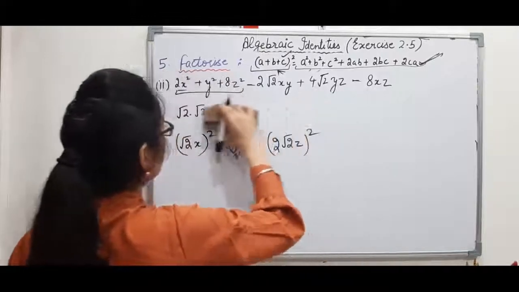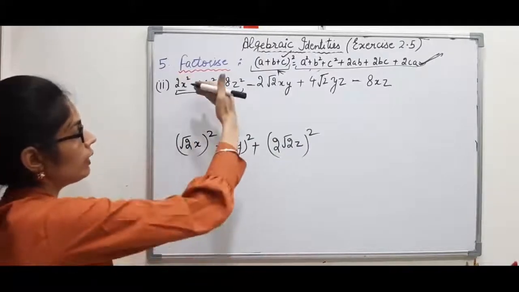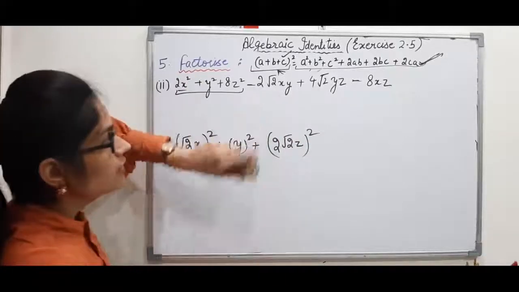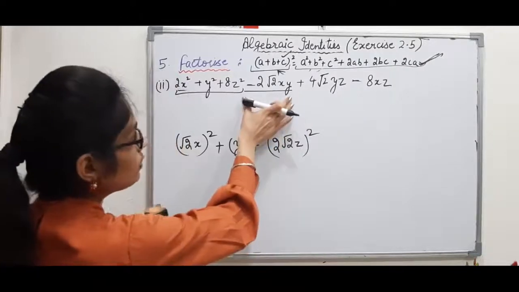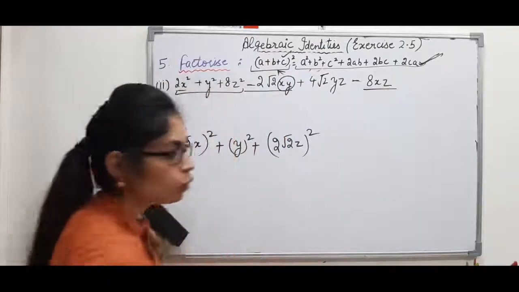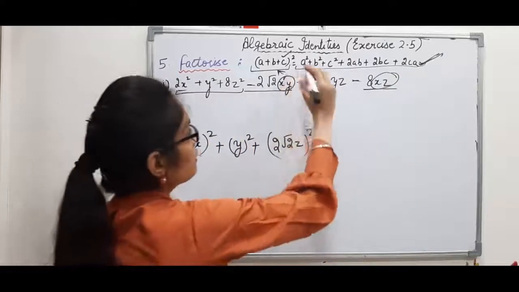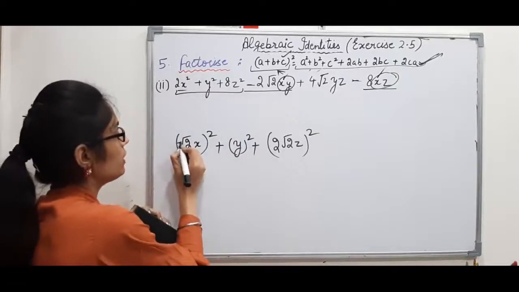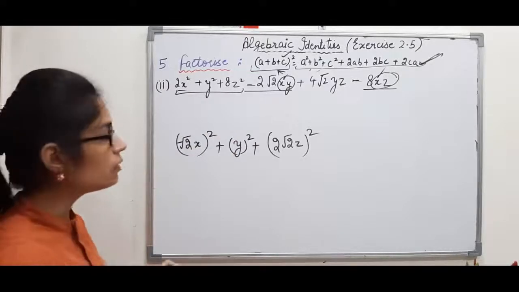If you want, you can skip this step, but for your understanding you can write it down also. Now just see with which two terms the minus sign is written. With this one the minus sign is written, variables are x and y, and with this one also the minus sign is written, variables are x and z. So x is present in both, which suggests the minus sign is with the x term. So here the minus sign will be there, so your a is minus root 2x.